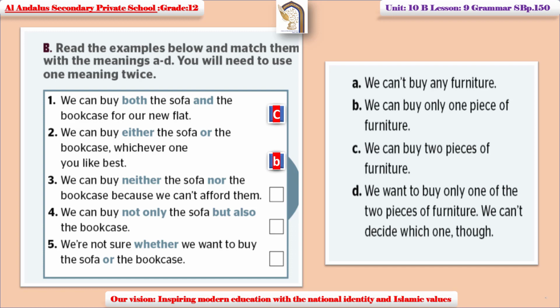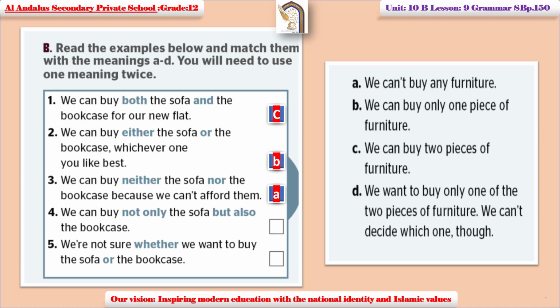Sentence number 3. We can buy neither the sofa nor the bookcase because we can't afford them. We don't have enough money to buy them. That's amazing. It is A. We can't buy any furniture.